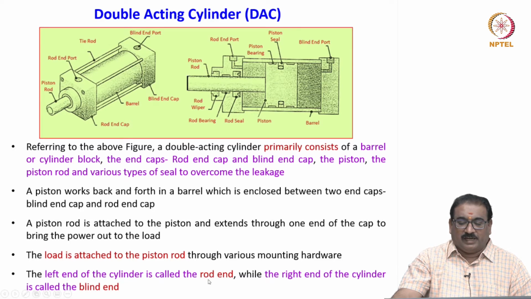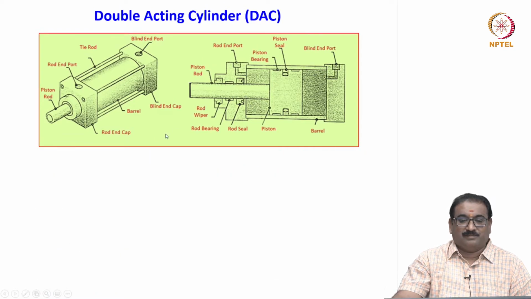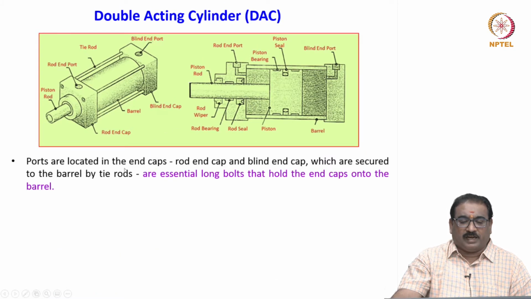The left end of the cylinder is called the rod end, while the right end of the cylinder is called the blind end. You see the effective area as I marked here. The ports are located in the end caps. You will see the port location on the rod end cap and the blind end cap, which are secured to the barrel by tie rods. What are these tie rods? They are essentially long bolts that hold the end caps onto the barrel.